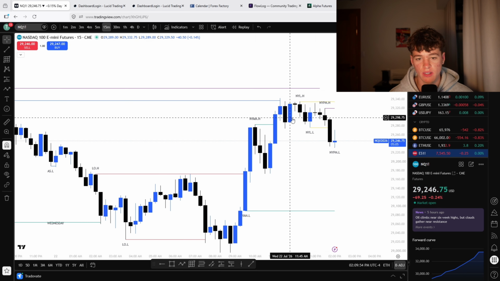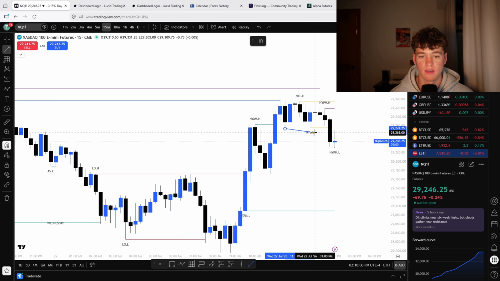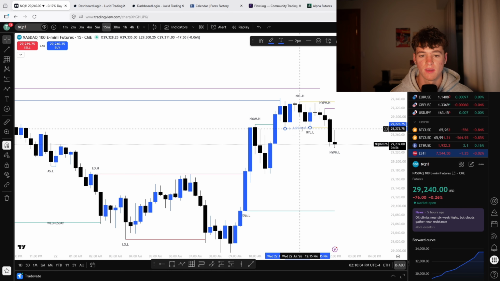We can quickly go over another low. So we have black, then blue. That means down, then up. So this right here is going to be our low. Simple as that. That's our low right there.